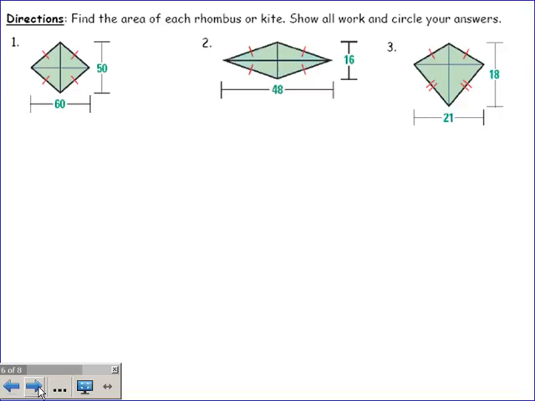Directions. Find the area of each rhombus or kite. Show all your work and circle your answers. This is awesome. I hope you have enough room to do all this. Katie Smith, what shape is this? It looks like a kite. These are rhombi because all four sides are the same.